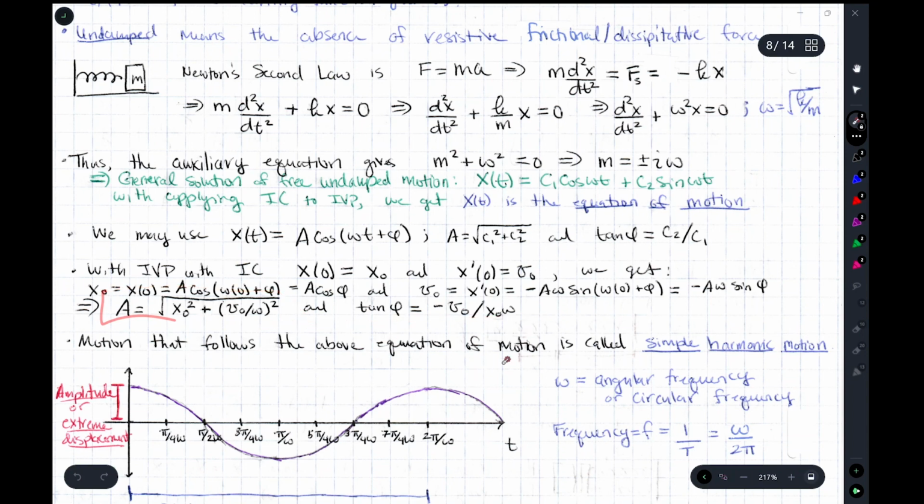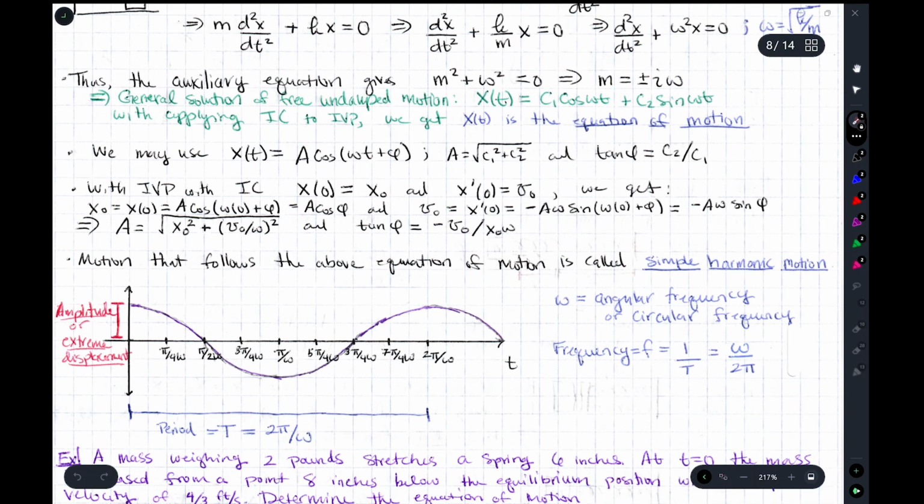And tan phi, on the other hand, is sine phi over cosine phi. So you take these conditions and you solve and you would get this. That's how you could get the phase angle. And this is just more instructive for physical purposes than C1 and C2, which don't carry much meaning, but these do.